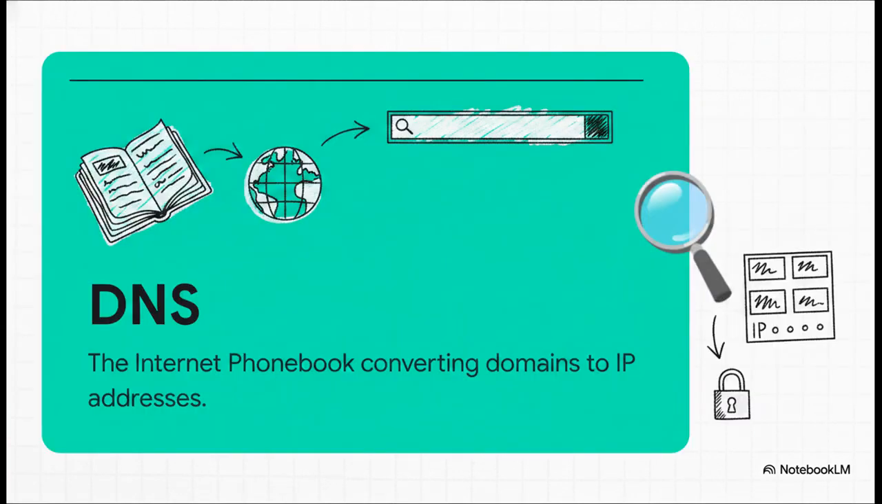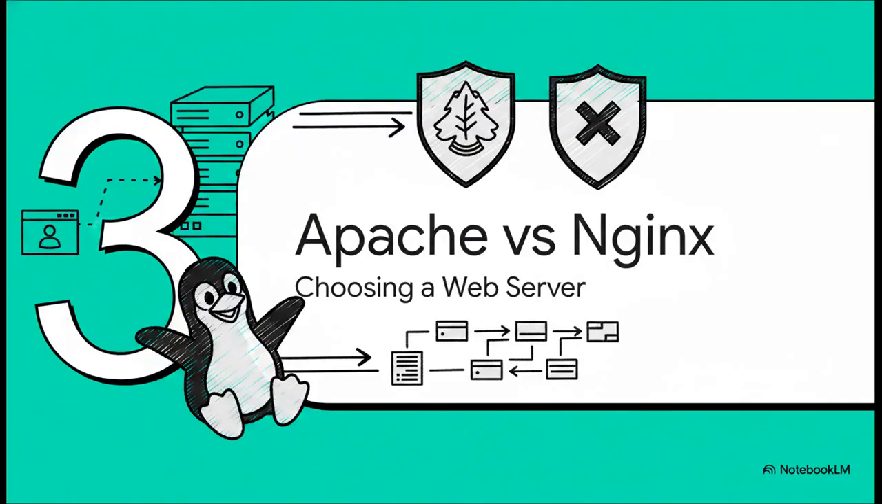Now, I want to pause real quick on that first step, DNS, because it's absolutely crucial. See, IP addresses are notoriously hard for us humans to remember. Imagine trying to memorize a random string of numbers like 93.184.216.34 just to check your email. No way. So DNS acts exactly like the internet phone book. It simply takes a domain you actually know, like google.com, and translates it into the specific IP address of the server holding that website.